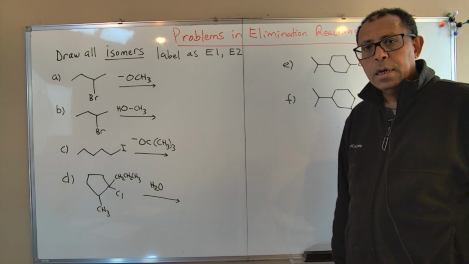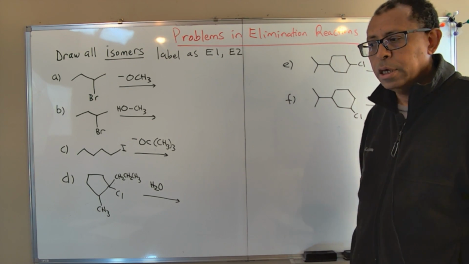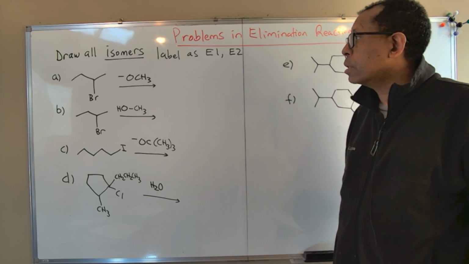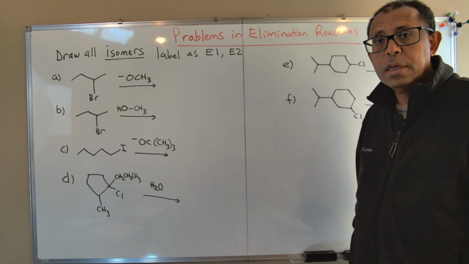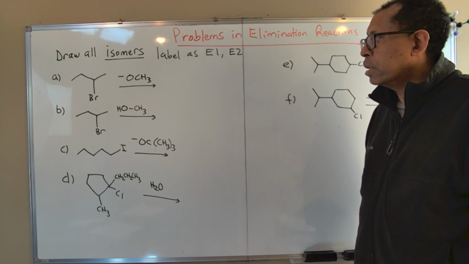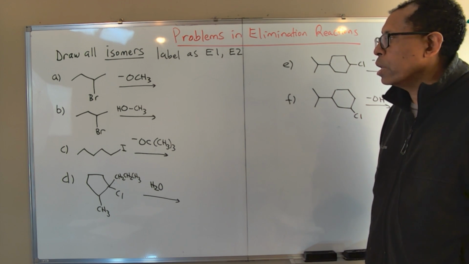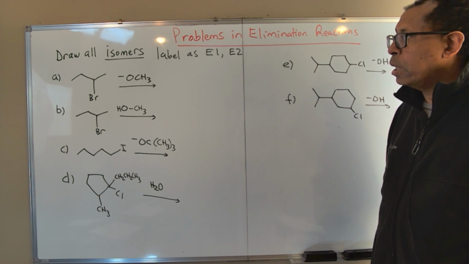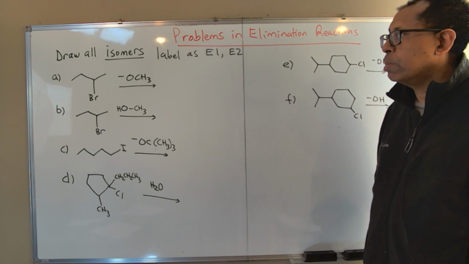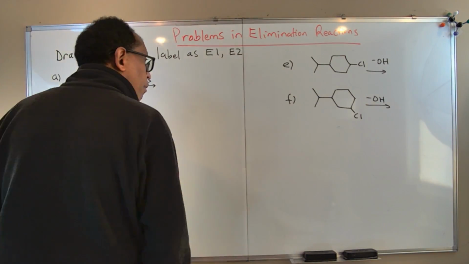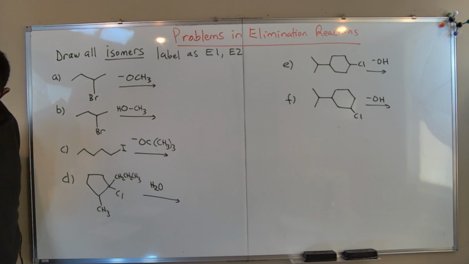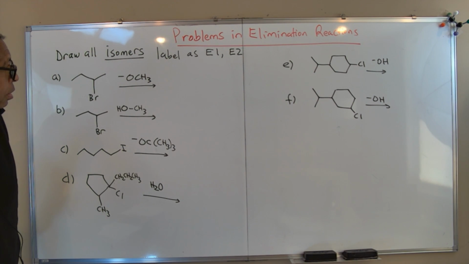Hello everyone, let's work more problems in E2 or E1 elimination reactions, as part of a continuation in the elimination chapter for problem solving. This will help you understand most of the mechanism in elimination reactions, the reagents, as well as isomers that could be formed during elimination reactions. Some of these problems are already on the board. I'm going to solve them with some explanation for each one.